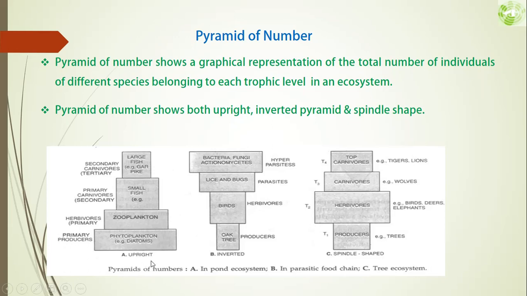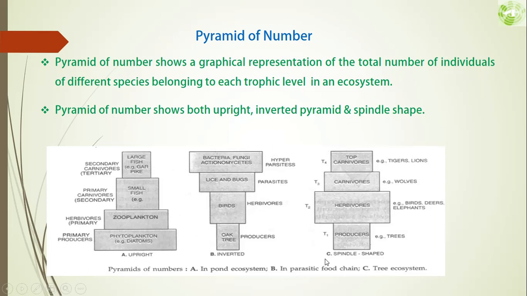In this way the upright kind of pyramid is maintained. The second one is the inverted pyramid, which is observed in the parasitic food chain. It is inverted as the population of producer is very less in quantity, say one oak tree, upon which the birds, which are herbivores, are more in number than the population of the tree. The lice and bugs are the parasites that feed and survive on the birds, and on these lice and bugs the hyperparasites, bacteria, fungi, and actinomycetes, which are high in number, feed. In this way it maintains an inverted kind of pyramid of number.